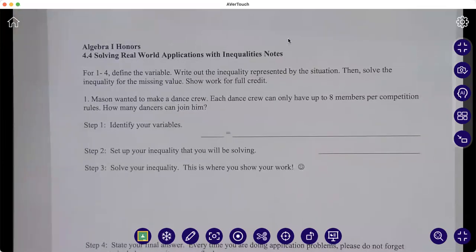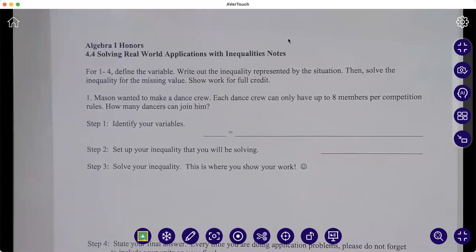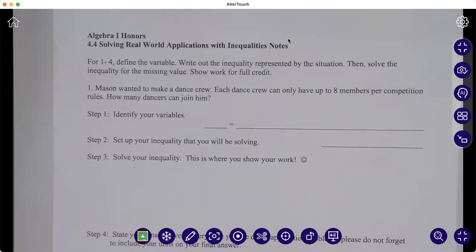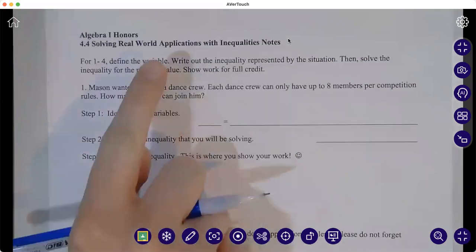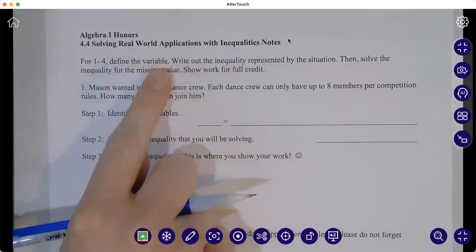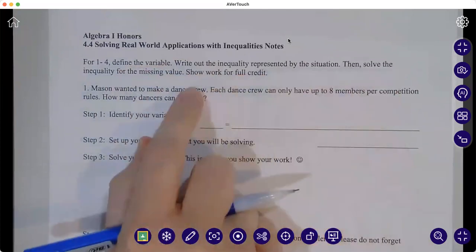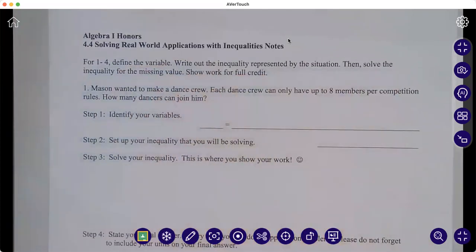Today we are going to talk about solving real-world applications with inequalities. So you should have this piece of paper in front of you, and we're going to go through the following problems. As you can see by the instructions, we're going to define a variable. We're going to write out an inequality represented by the situation, and we're going to solve the inequality. And obviously we're going to show our work.